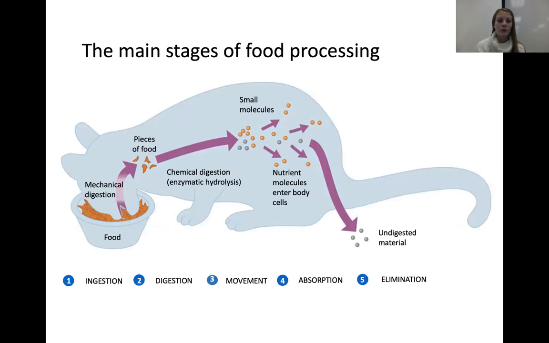So there's a picture of some food there. We have mechanical digestion that happens first, which is essentially the motion of our teeth moving to digest the food. Those pieces of food then go through a chemical digestion, which is through enzymatic hydrolysis. And we move that down our esophagus and into our stomach. You've probably heard of our stomach being fairly acidic, so the acid and the enzymes in our stomach break down our food into small molecules, and the nutrients are then absorbed throughout the body. Then elimination: the undigested material exits the body through urine and feces.